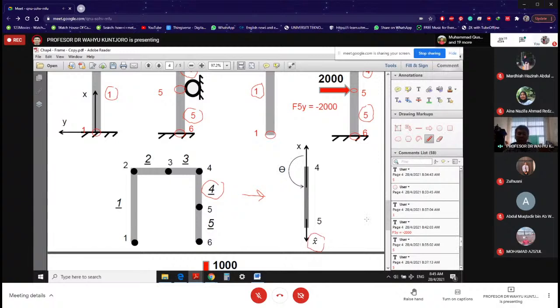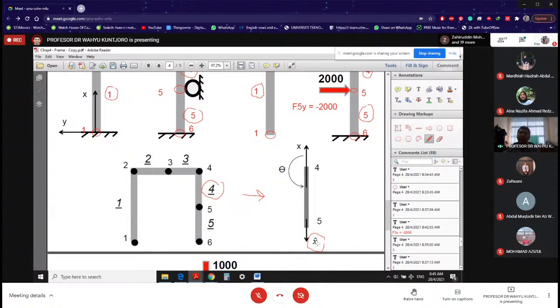Why do I do it that way? Very simple reason. Because my own rule, you don't have to follow me, is that the positive direction is going to be from low node number to higher node number. So 4 is less than 5, then it is from 4 to 5. So that is positive X local.